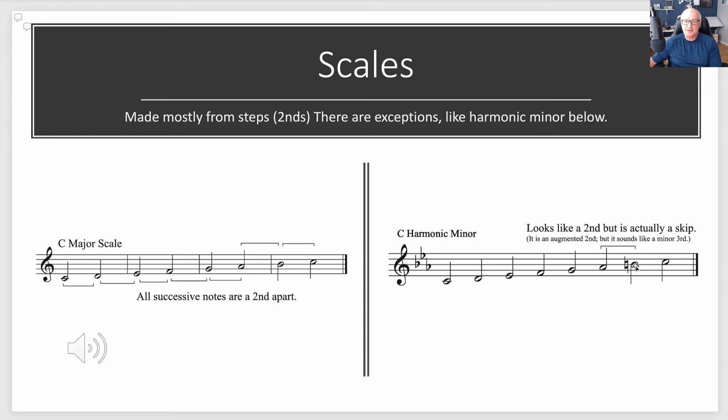This A flat to B natural is not a second. It actually sounds like a minor third. Now it's written like a second, but it doesn't sound that way. So listen to the succession. We get to listen to these things and identify them by hearing them. And your Tenuto app will help with that. You're very familiar with this. Now here's the harmonic minor.